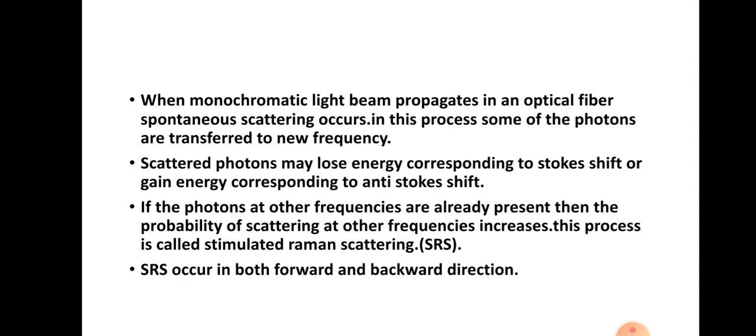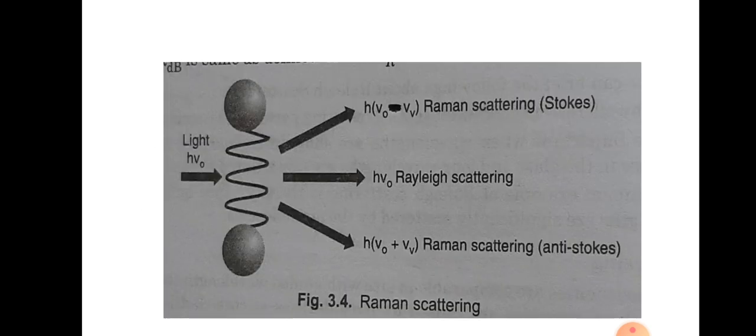Usually Mie scattering is due to the scattering of photons by some materials present in the fiber, whose size is comparable to the wavelength of the photon or light energy. And in the case of Mie scattering, the scattered light propagates in the forward direction only. But stimulated Raman scattering occurs in both the forward and backward directions. And this figure shows the Raman scattering effect.